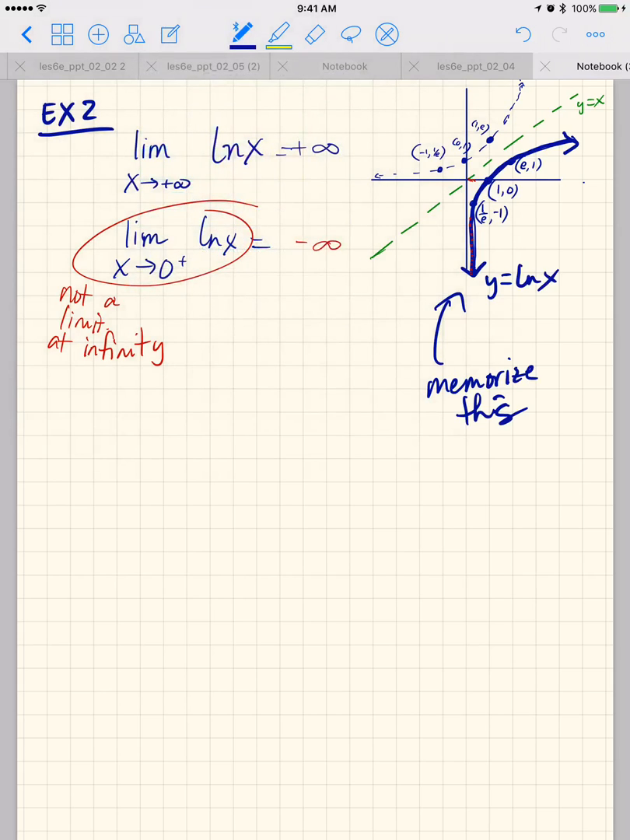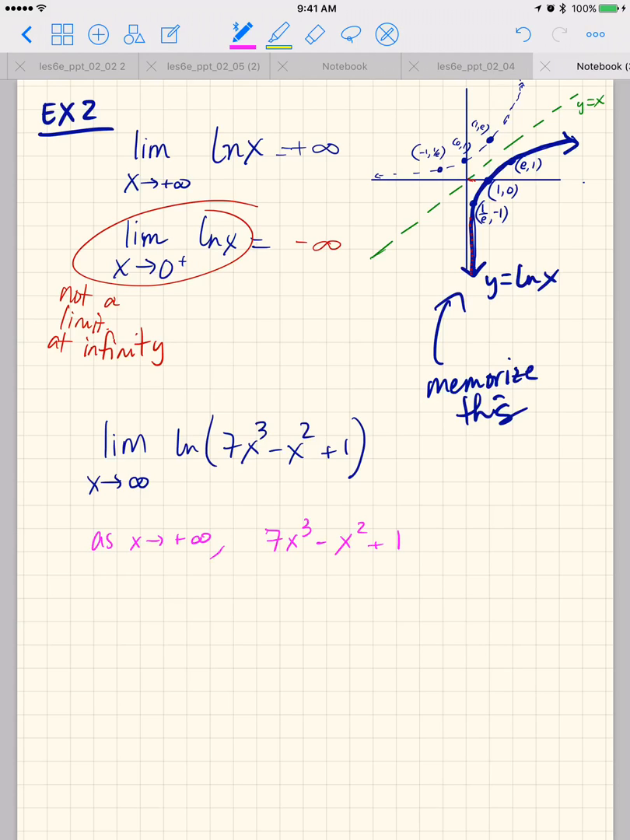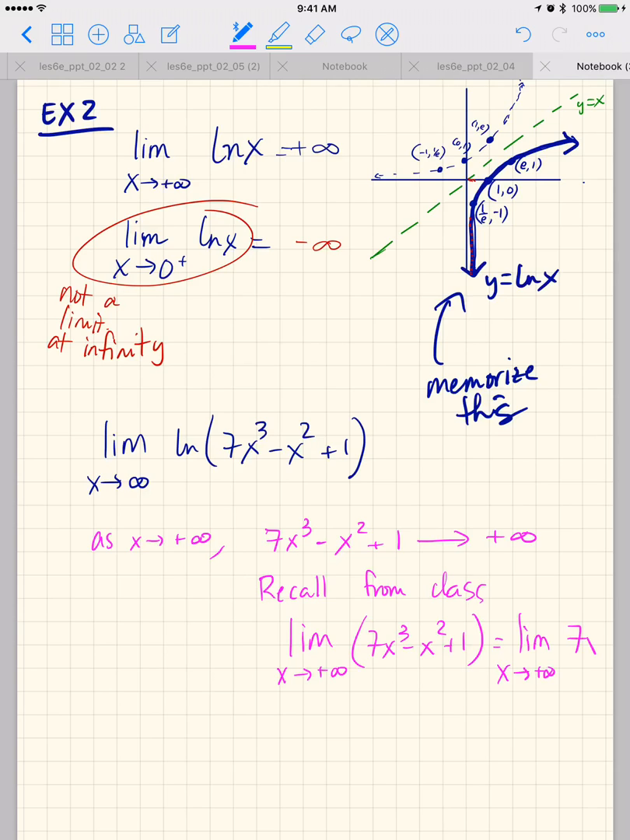Now let's bump it up a notch and let's say, what is the limit as x approaches plus infinity of the natural log of 7x cubed minus x squared plus 1? So how do we think about this? Well, as x approaches plus infinity, 7x cubed minus x squared plus 1 approaches plus infinity. Because recall from class, that fact that said the limit as x goes to plus infinity of 7x cubed minus x squared plus 1 is going to be the same thing as the limit as x goes to plus infinity of 7x cubed, right? So you just have to look at the dominant term. And we know that the limit as x goes to plus infinity of 7x cubed is going to be plus infinity.